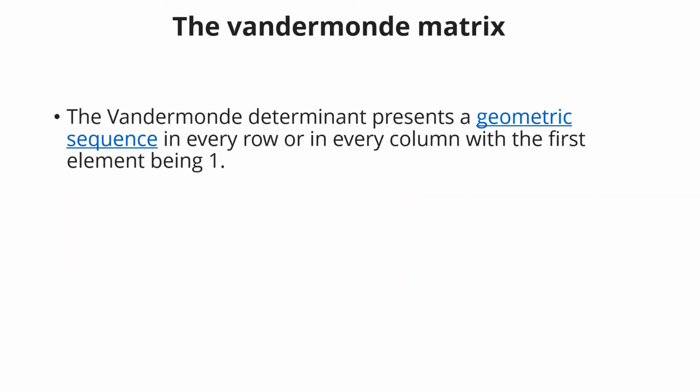Next is the Vandermonde matrix. This is also a special kind of matrix in which the geometric sequence is there and every row or column with the first element is 1. Two things are there. One is GP and one is the element 1. Let us take examples to understand this.